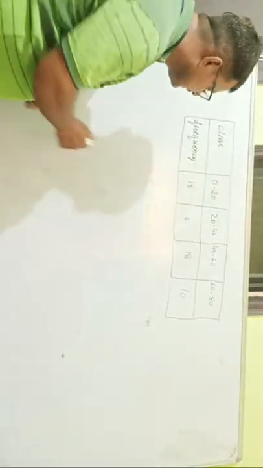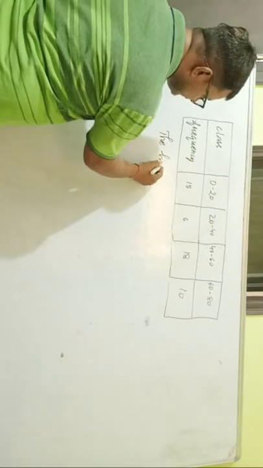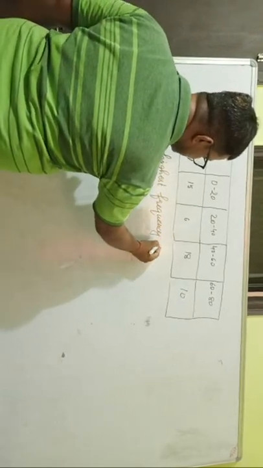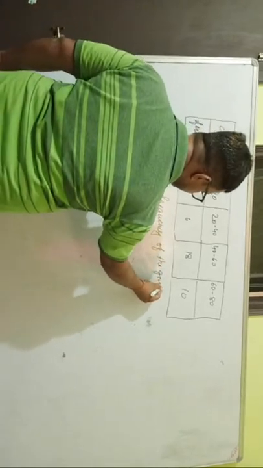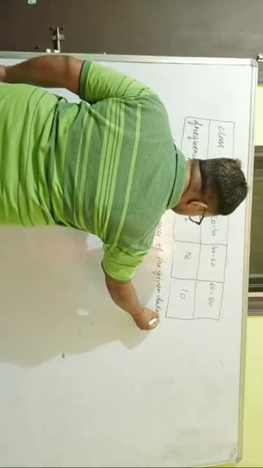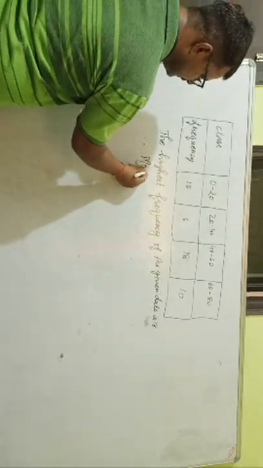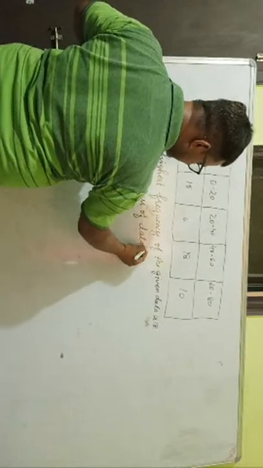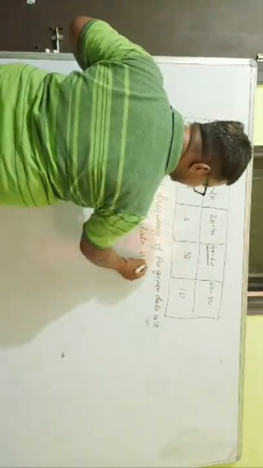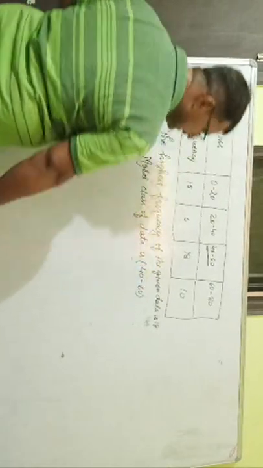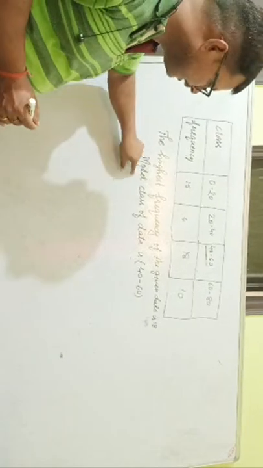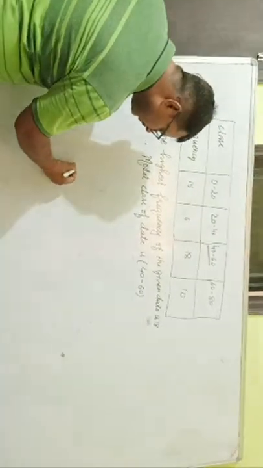How to start the solution? The highest frequency of the given data is 18. Therefore, the modal class of the data is, this class interval will be said to be the modal class, 40 to 60. See student, after writing this, you have to leave 5 ruling lines, already marked in your answer booklet, 1, 2, 3, 4, 5, 6, and then you will write mode.